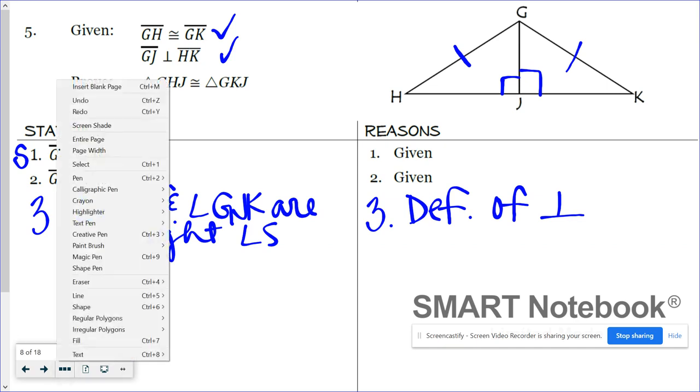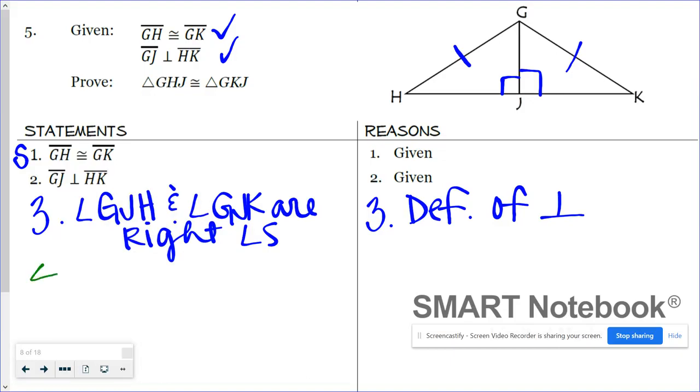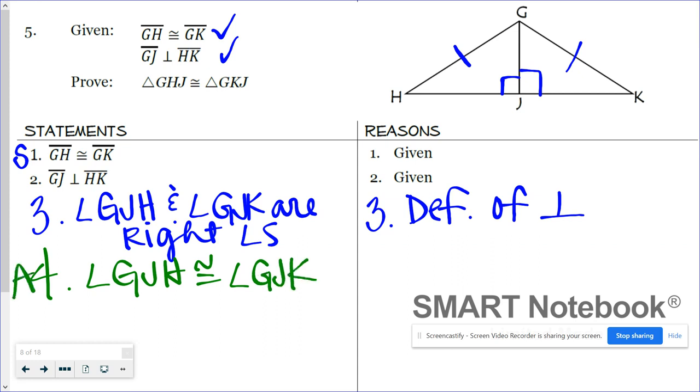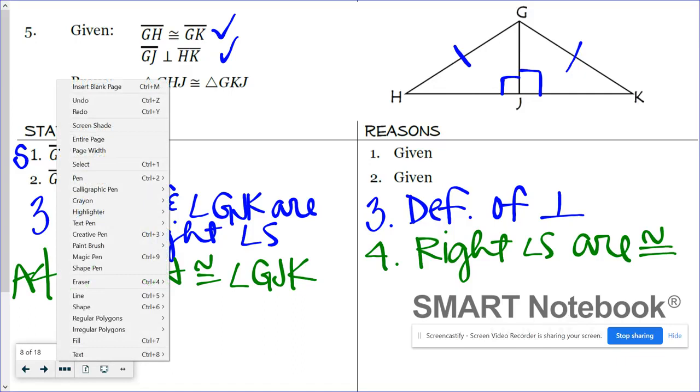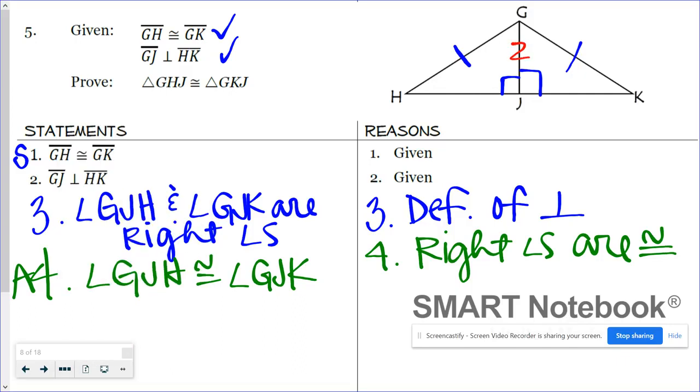And because I just identified two right angles, I should also prove that they are congruent. So I can say that angle GJH is congruent to angle GJK. And this is a pair of angles. And my reason for that is that right angles are congruent. So I've gone through all the given information and I have two congruences, but I need 3 of them. So I go to my diagram and my look fors, and I look for shared sides or vertical angles. What do we've got here? Exactly, we have a pair of shared sides.